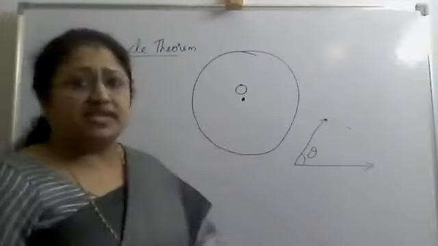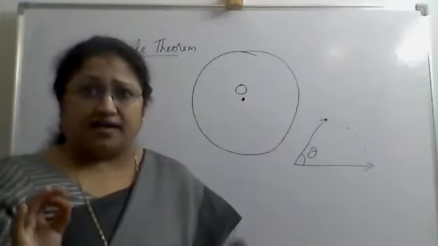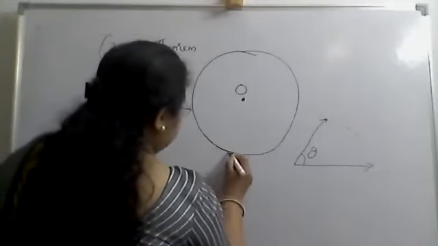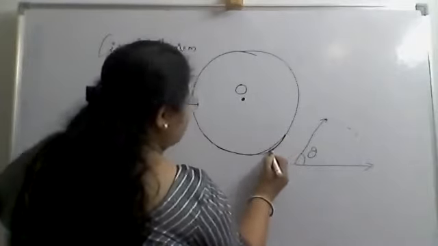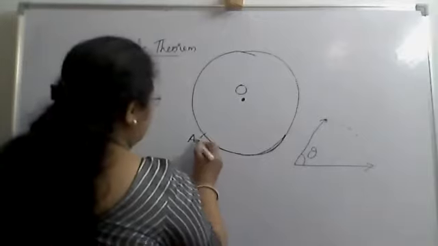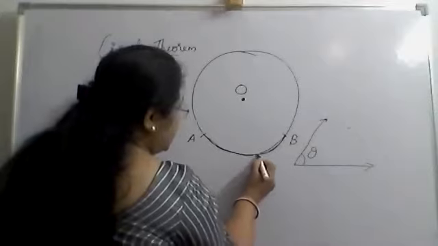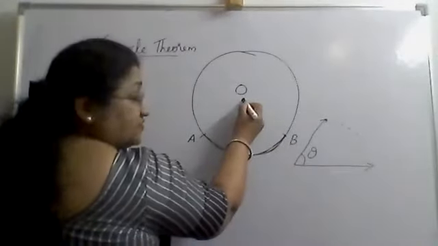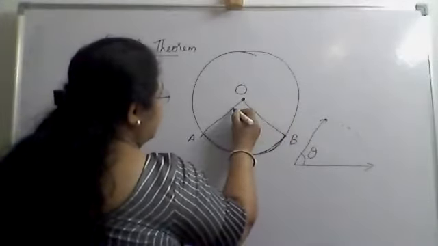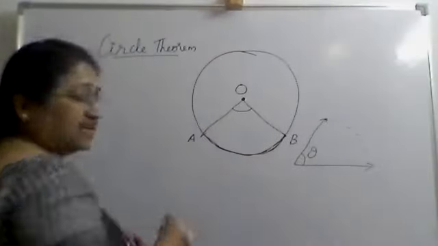In this context, what I'm going to say is the angle subtended by an arc at the center of a circle. Let me take an arc here. What is an arc of a circle? An arc of a circle is a portion of the circle. Let me label this arc as AB. The angle subtended by this arc at the center means I need to join it like this. So this angle AOB is the angle subtended by this arc at the center.